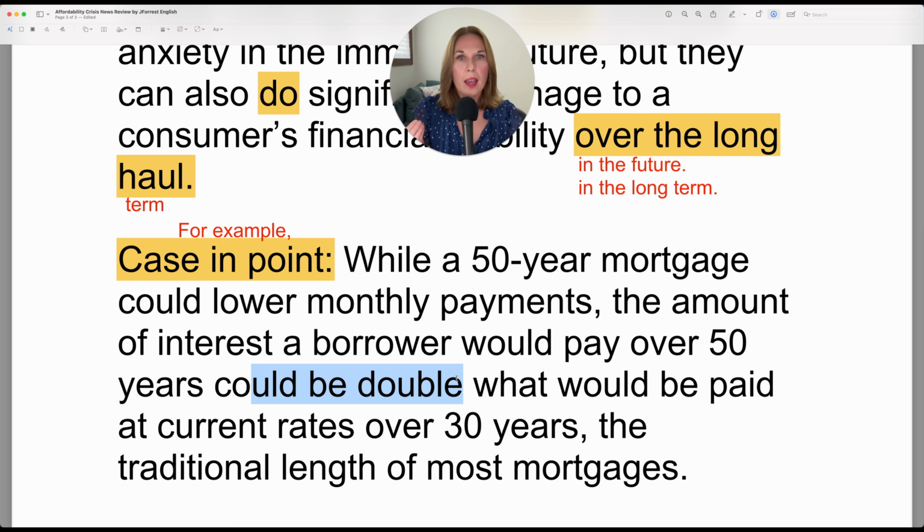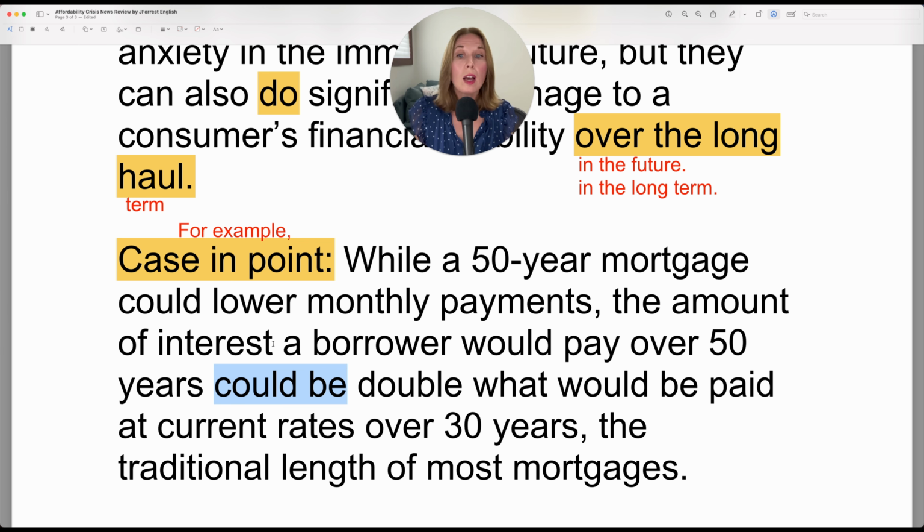So if you were to pay $10,000 in interest over 30 years, you could pay $20,000 of interest over 50 years. Now, it's important that they're using could be double. Double is twice as much. So that's why my example was 10,000 to 20,000, twice as much, double. Could be is just a possibility. There's also a possibility that it isn't double. Maybe it's even less. I don't know, because that's just the possibility. Could be. If they wanted to state it as fact, they would say will be.